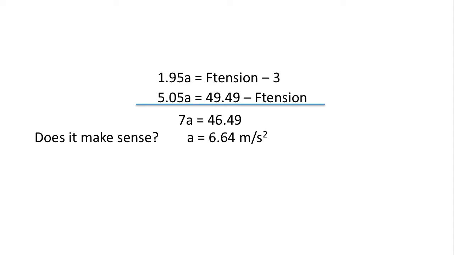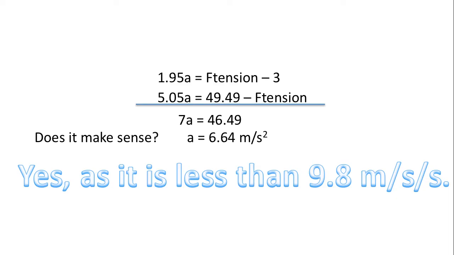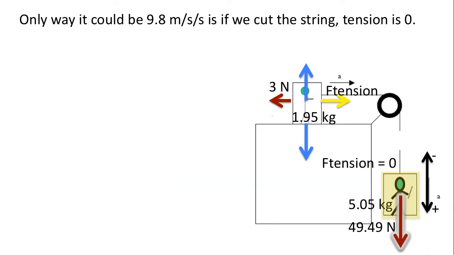Now the question is, does this acceleration make sense? Well, it does. It has to be less than 9.8 meters per second per second. The only way it could be 9.8 meters per second squared is if we cut the string. When we cut the string, the tension would be 0. But because the string is not cut, our value of 6.64 meters per second squared makes sense. It's less than 9.8.